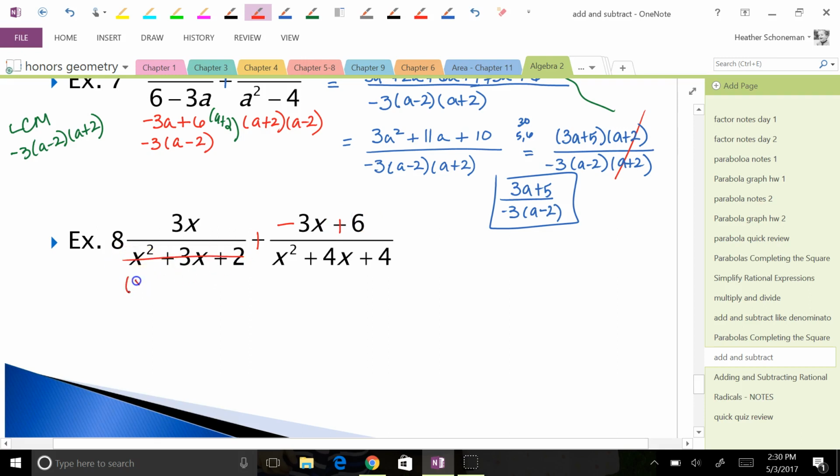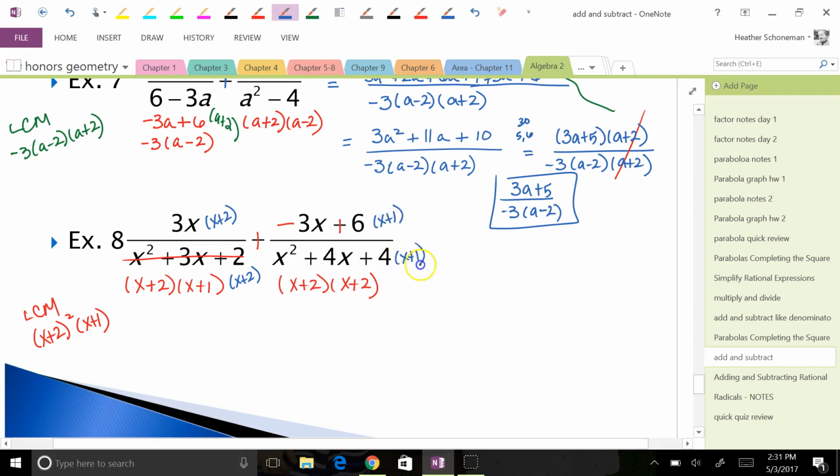Now I'm going to factor this. This is going to factor to x plus 2, x plus 1, and this is going to factor to x plus 2, x plus 2. So, my least common multiple. Well, this has 1 x plus 2, and this has 2 x plus 2, so everything has to be represented. So I'll have x plus 2 squared, and then x plus 1. So the fraction on the left is missing an x plus 2, so it gets multiplied by x plus 2. And the fraction on the right is missing an x plus 1, so it gets multiplied by x plus 1.